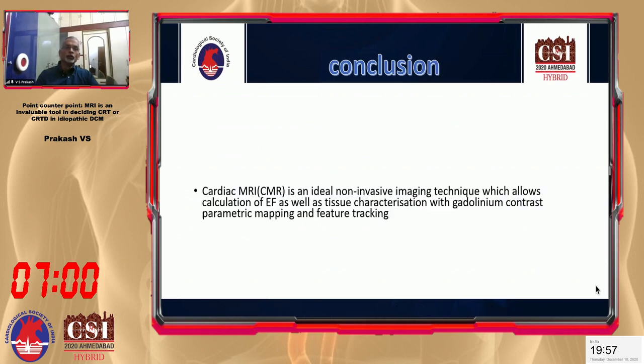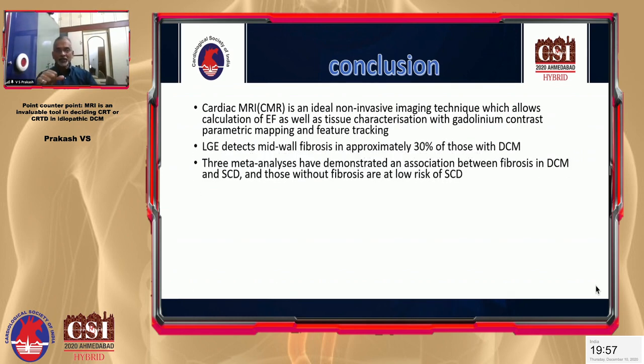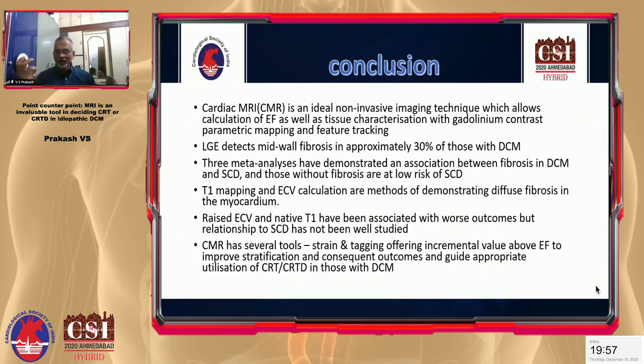So to conclude, I would say that cardiac MRI is an ideal non-invasive imaging technique which allows calculation of ejection fraction as well as tissue characterization with late gadolinium contrast, parametric mapping, and feature tracking. And LG defects show mid-myocardial fibrosis in at least 30% of DCM, those so-called IDCM. And meta-analysis did show an association between fibrosis and sudden cardiac death. And those without fibrosis did well with regard to sudden cardiac death. T1 is the other way.